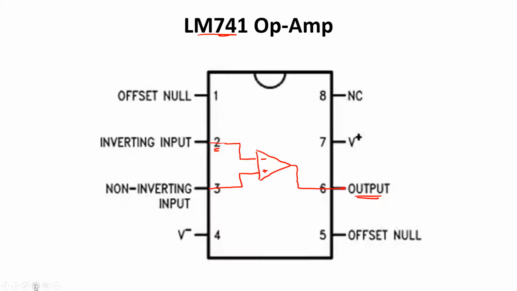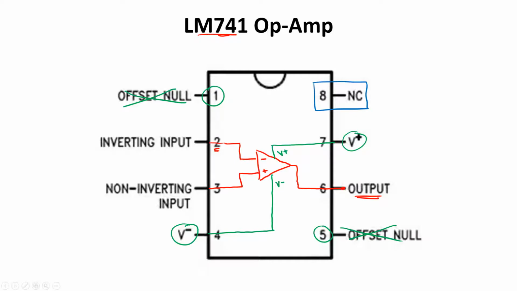The positive voltage supply is at pin 7, and the negative voltage supply is pin 4. So this would be connected to V plus on the schematic, and this is connected to V minus on the schematic. Pins 1 and 5 are offset voltage trim terminals. These can be used to fine-tune the op-amp behavior, but we won't use them in this lab. Finally, pin 8 doesn't do anything. It is said to be not connected, or NC.